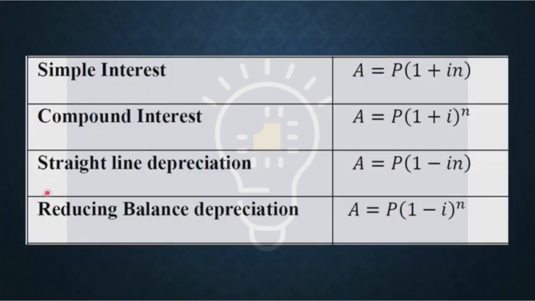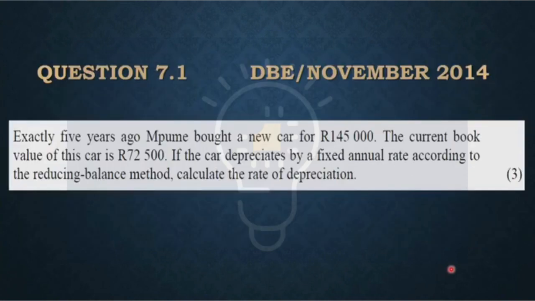Firstly, straight line depreciation is given by the formula A equals P(1 minus i n). And reducing balance depreciation is given by this formula: A equals P(1 minus i) to the power n. Well, let's take an example.